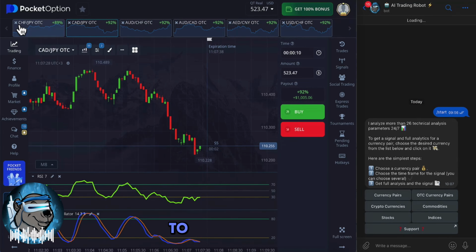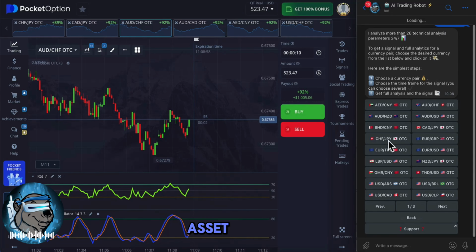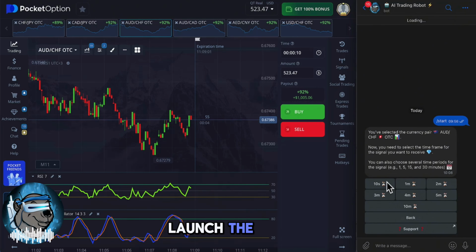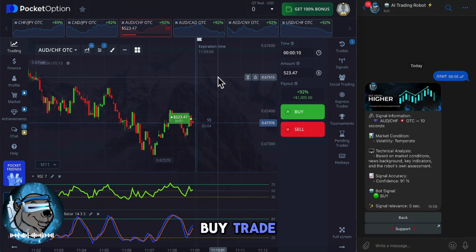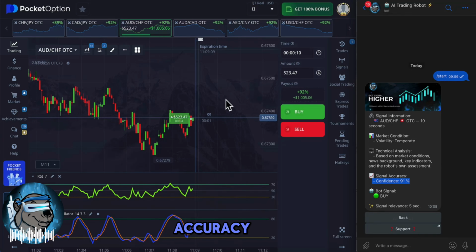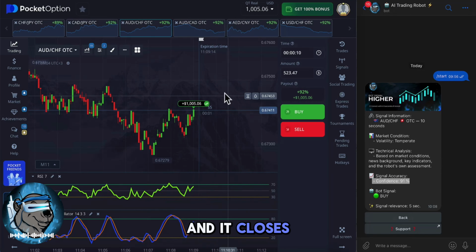So now let's move on to the Australian dollar and Swiss franc. We open this asset on our trading robot, launch the signal for 10 seconds, and the trading robot tells us to open a buy trade. We can see that the signal accuracy is 91%, the price is already trading above the entry point, and it closes in profit.